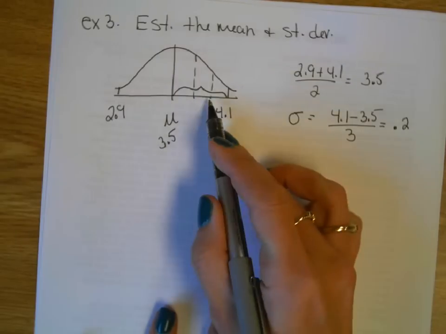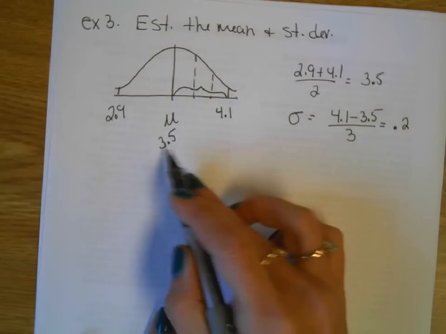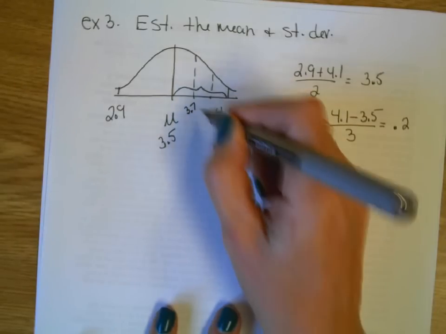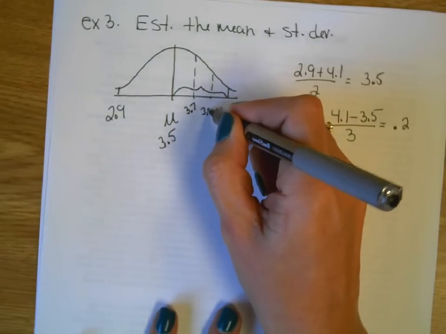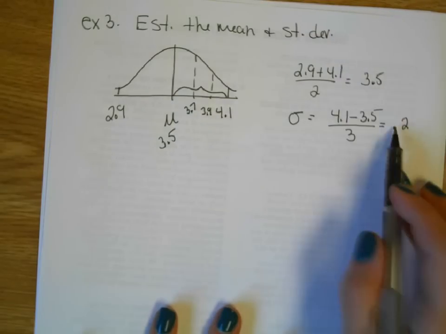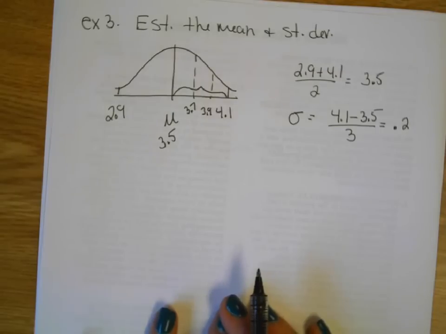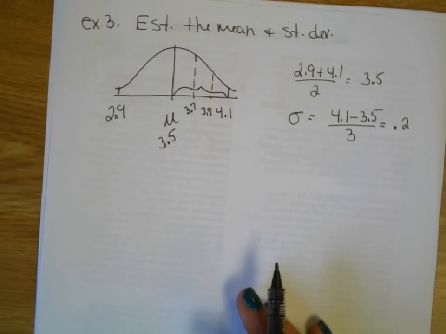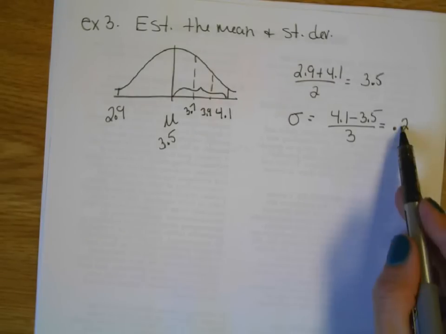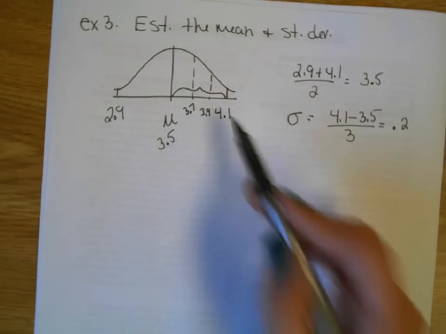If I add 0.2, 0.2, 0.2, I better land at 4.1. Let's check. Adding 0.2, that would give me 3.7. Adding 0.2, 3.9. Oh, look at that. So we got the mean and standard deviation just using some common sense. All right, that's all that's in 5.1. How you got 3.7. Added 0.2. Remember we add a standard deviation to get to each.